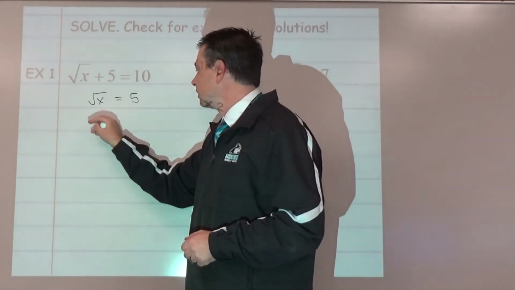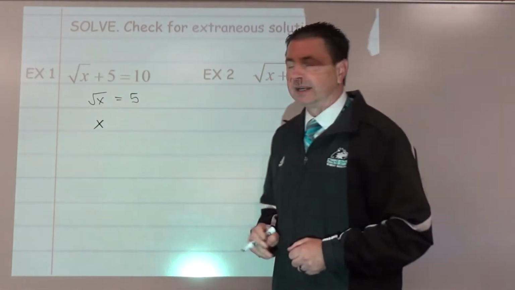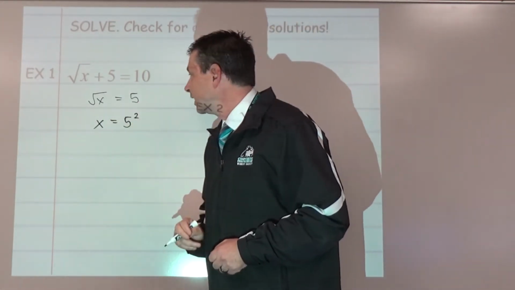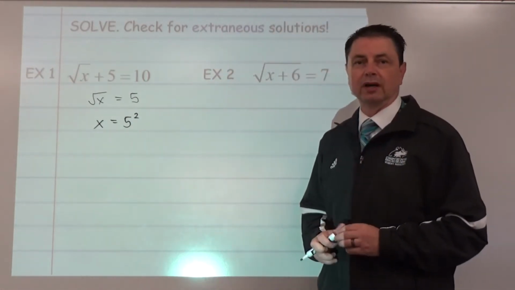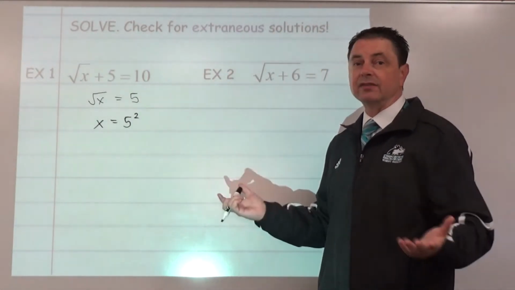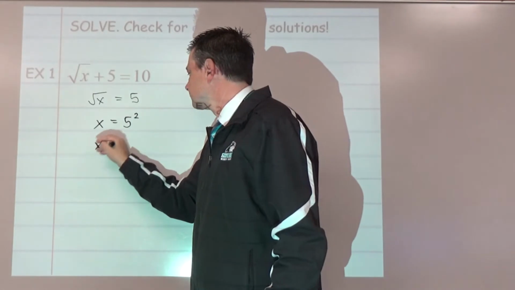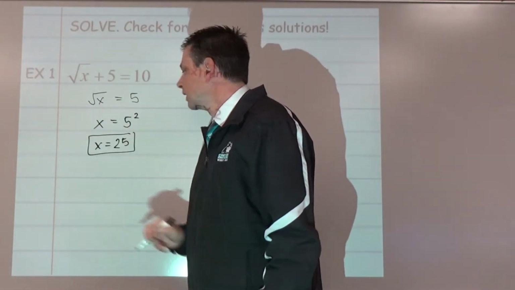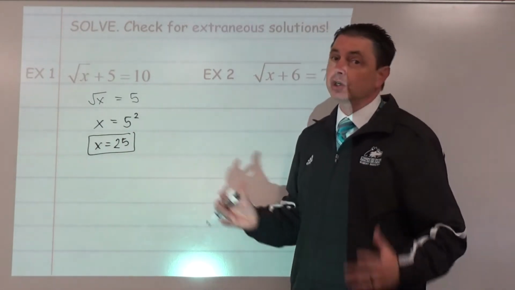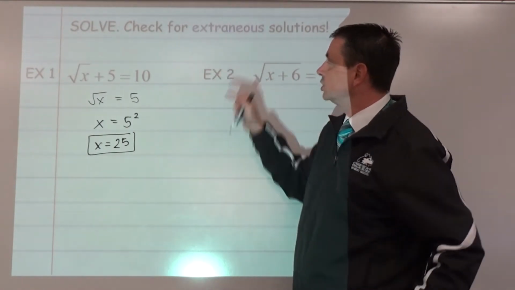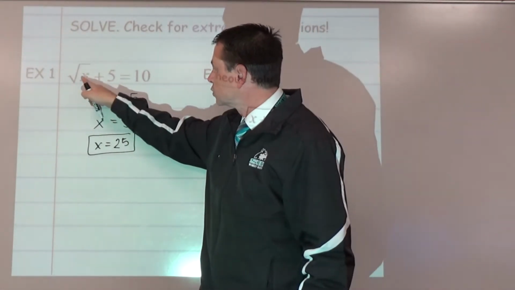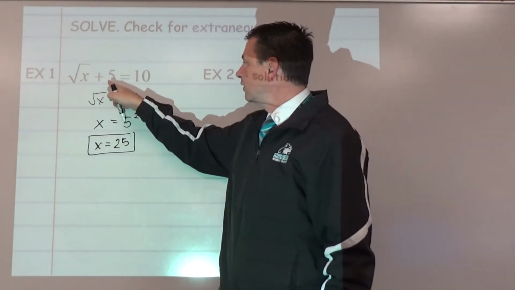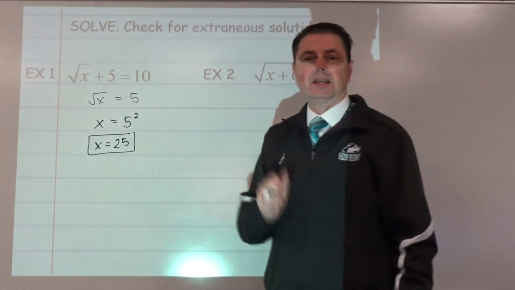When I square the left, I get x. And then I'm going to square the right as well. What is 5 squared? x is 25. I'm not sure I should have boxed that yet. We do need to check, so let's check. It goes right there. Square root of 25 is 5. Add 5 equals 10. It checks out.